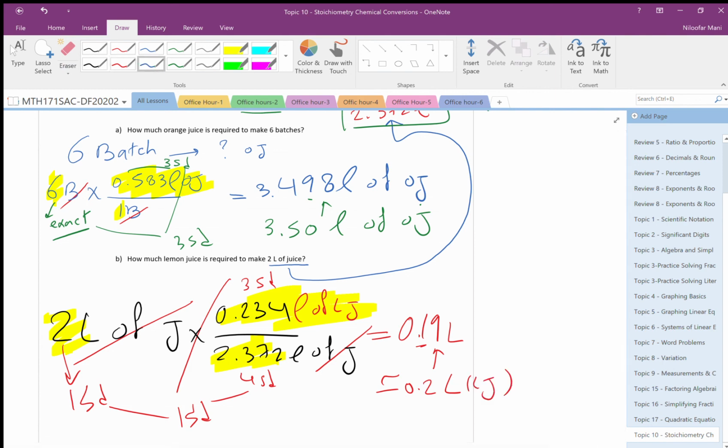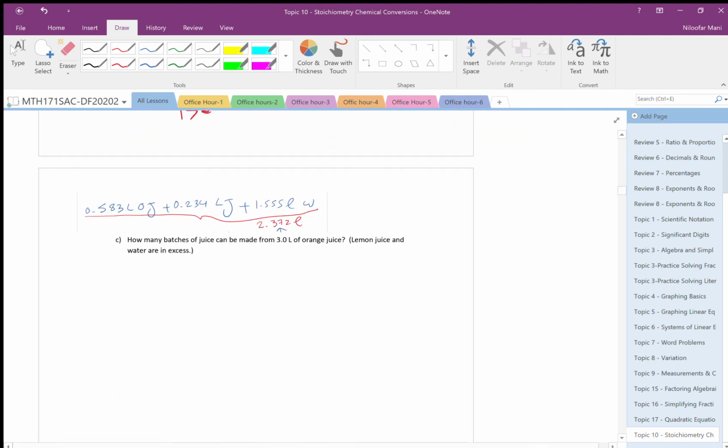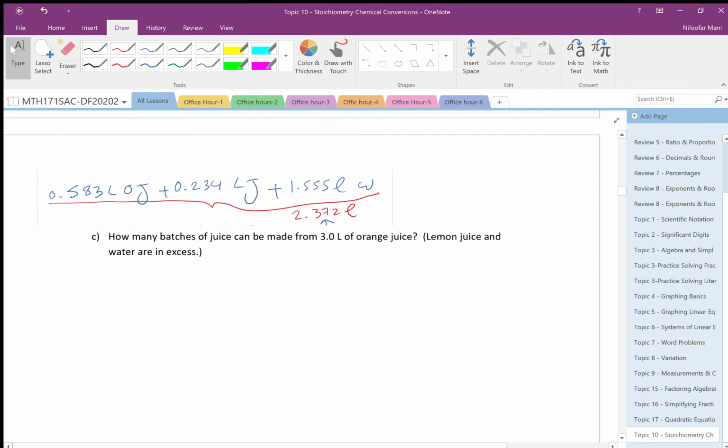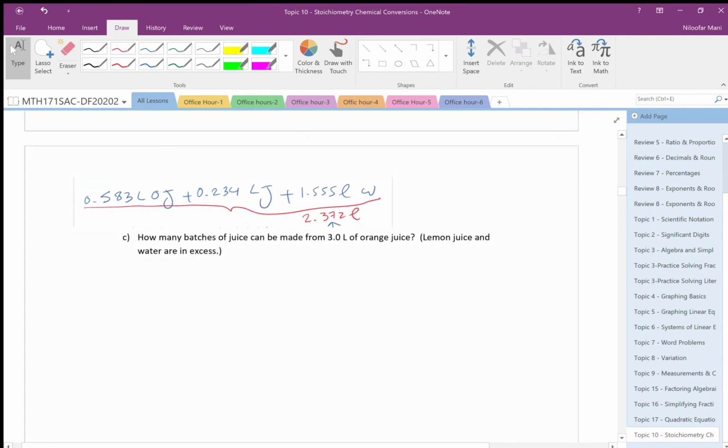So here it's not talking about batches. It says 2 liters, so I can go from just liters to liters of the other. I added this here because you can use it. How many batches of juice can be made from 3 liters of orange juice? I have 3 liters of orange juice and I want to go to how many batches. So the number of batches, total means total.